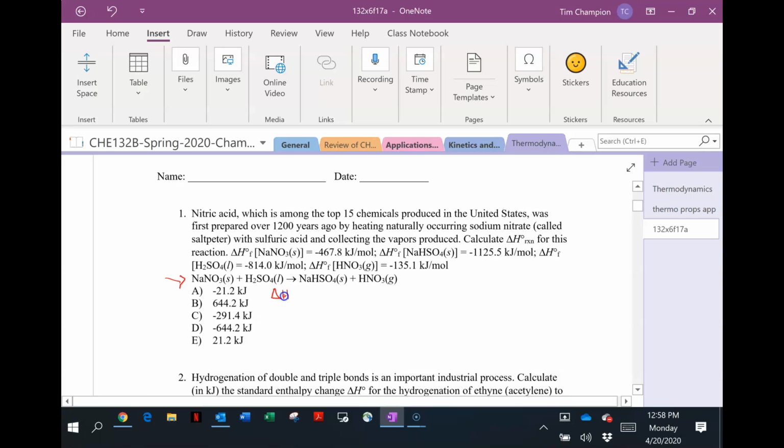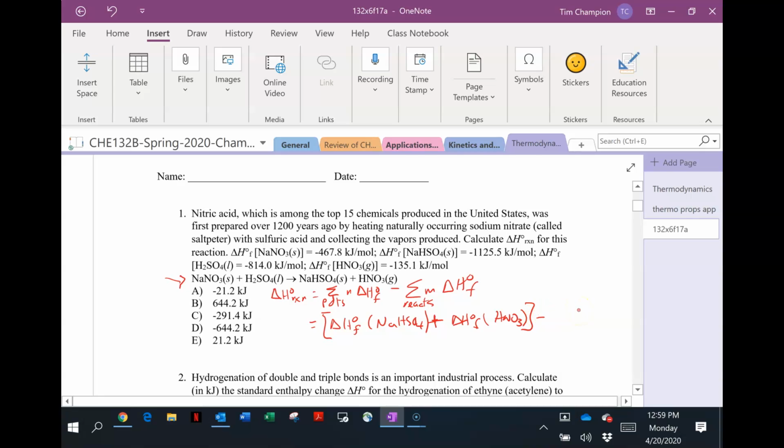Delta H for the reaction is going to be equal to the sum over the products of the delta H formation multiplied by the coefficients, and then we're going to subtract from that the sum over the reactants multiplying by the coefficient delta H sub F for those. So in this case, we're going to have the delta H sub F of the sodium bisulfate. That's our first product, and we're going to add the sum of the delta H sub F of the nitric acid. And I'm not writing the states here, but those are important.